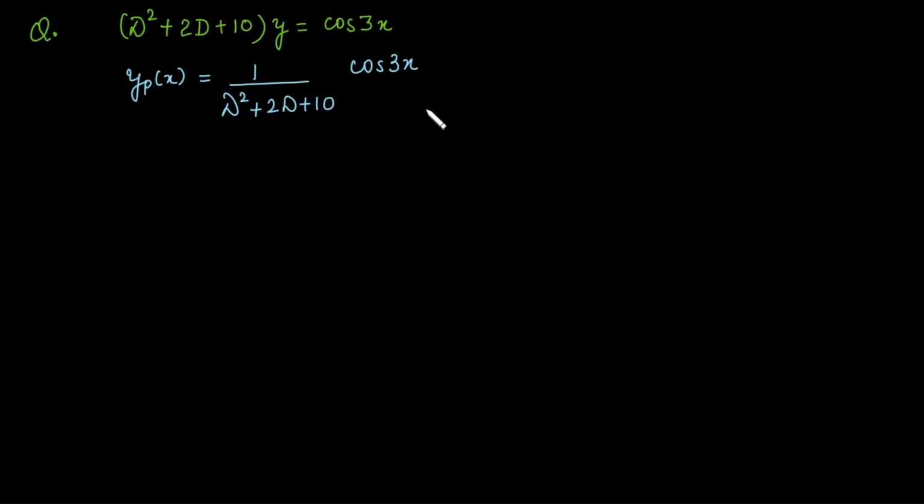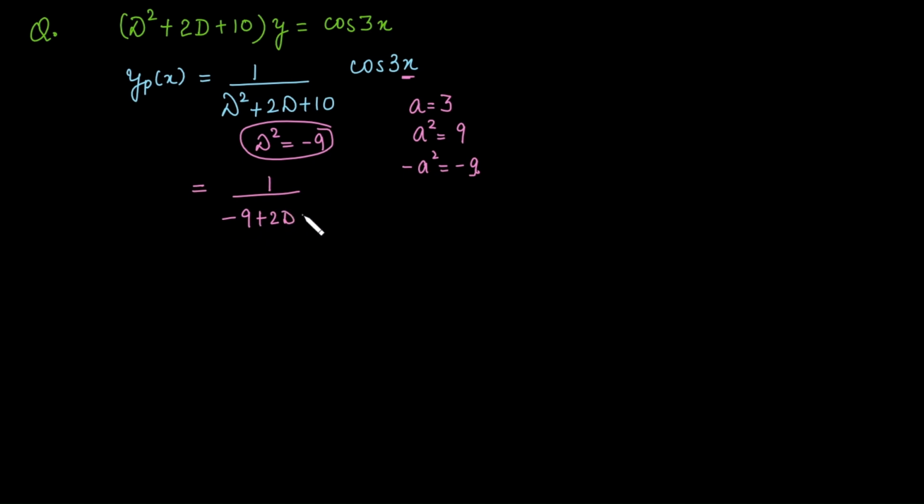So in this case, the particular integral has started from here. So we will take this factor in a denominator into right hand side function cos 3x. Now what is the coefficient of x in this case? That is the 3. So in this case, the value of a is 3. A square is 9. So minus a square is minus 9. So we will replace D square by minus 9. So substitute D square by minus 9. So we have 1 upon minus 9 plus 2D plus 10 cos of 3x. So this is equal to 1 upon 2D minus 9 plus 10, that is plus 1, cos of 3x.